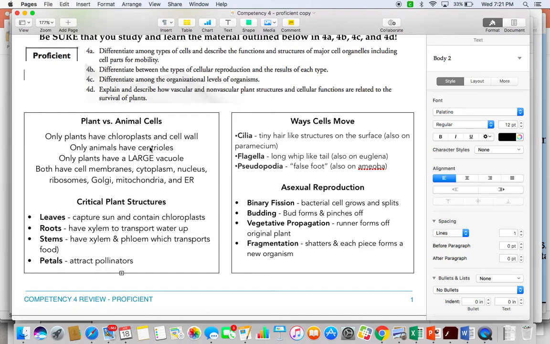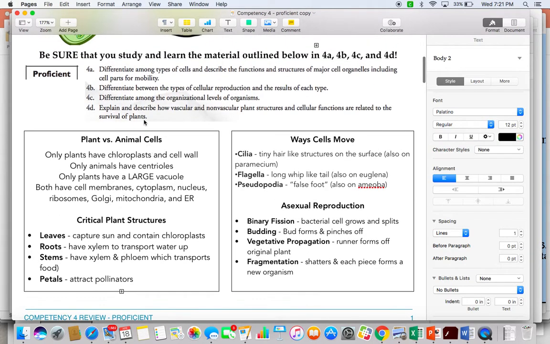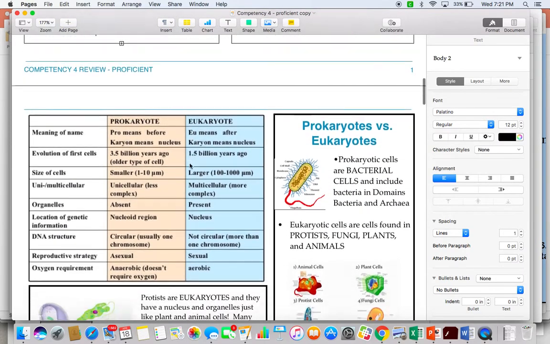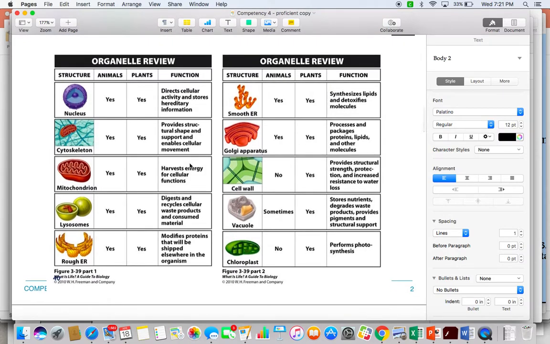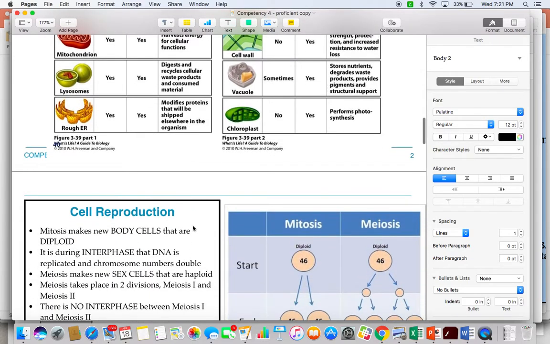Okay, so the next thing that we're going to look at is the second descriptor. We're going to look at the types of reproduction that our cells are going to use. Okay, and so on the way to that, you can see that we have some diagrams of our organelles, and you will need to go back through and memorize these functions of the organelles.